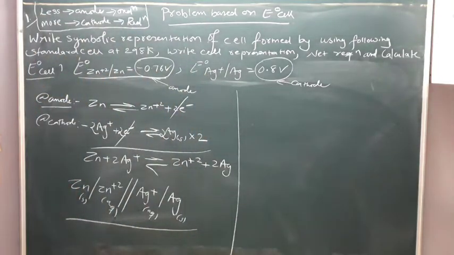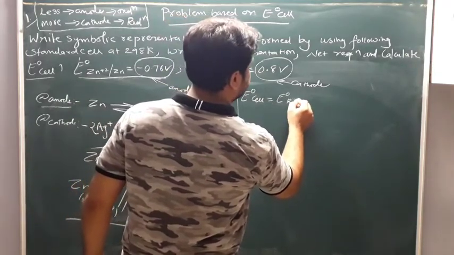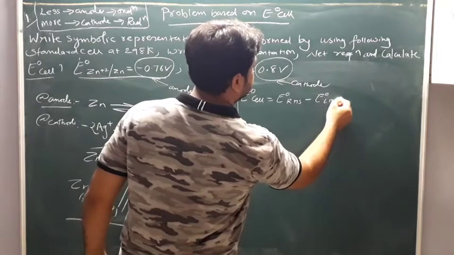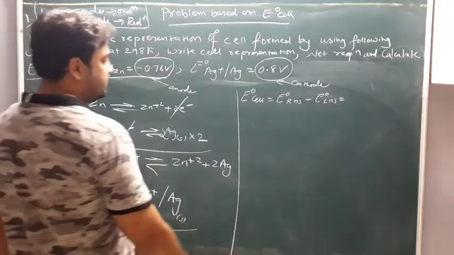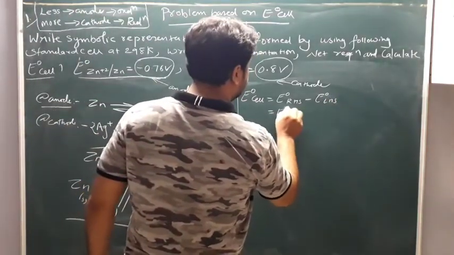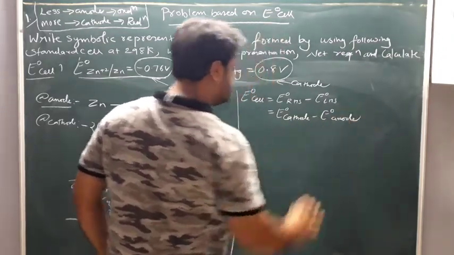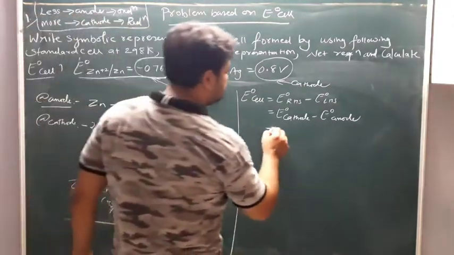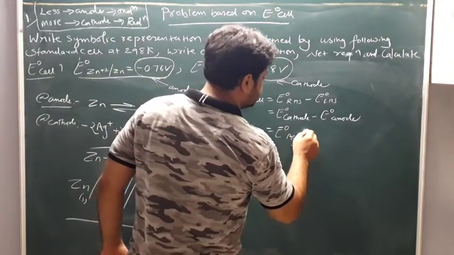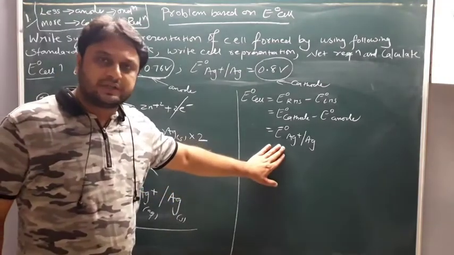Next the question says, calculate the standard cell potential, E naught cell. So the E naught cell formula is E naught RHS minus E naught LHS. Clear? Or I can use another formula also, E cathode minus E anode. Everything has been discussed in the last video. At the cathode I have silver, so E0 Ag+ slash Ag. Here 2 is there, do I have to consider the 2? No, you should not consider the 2.